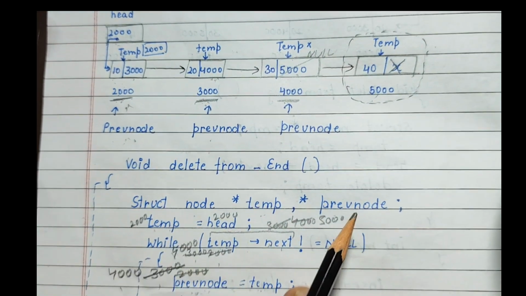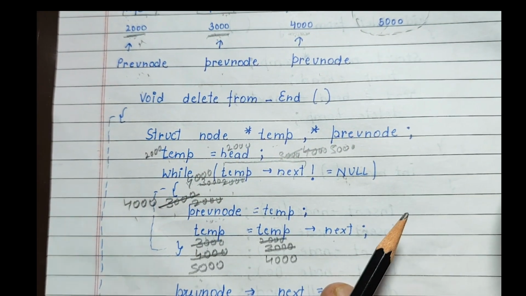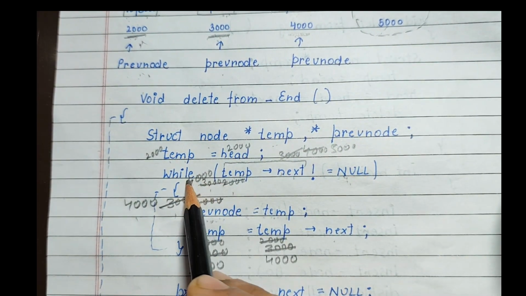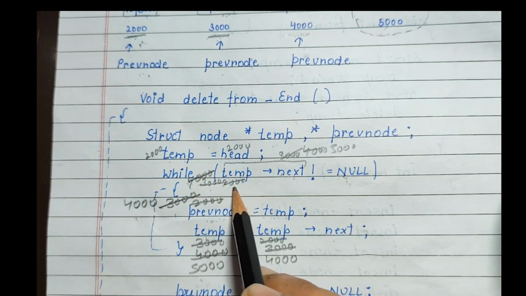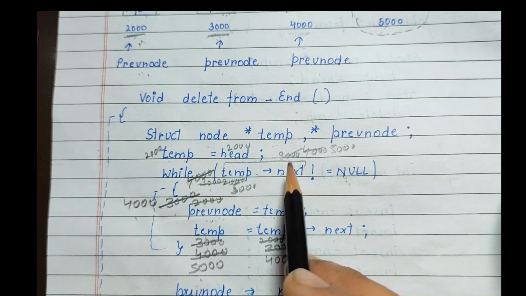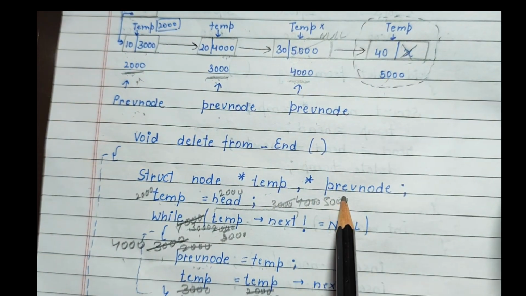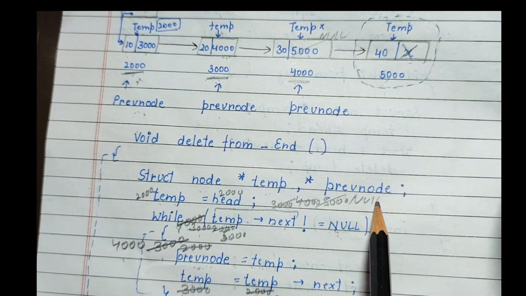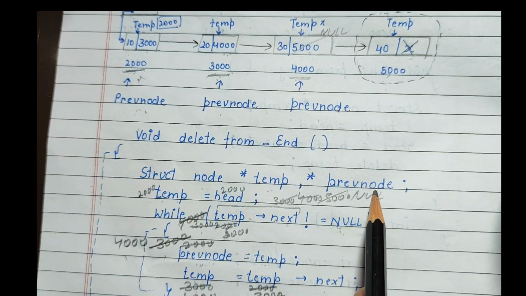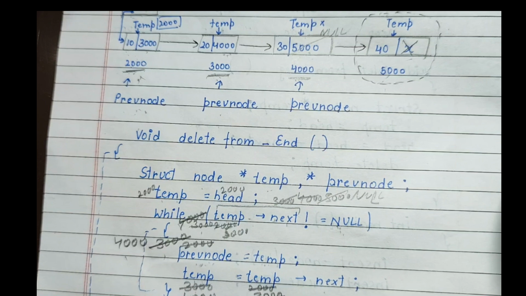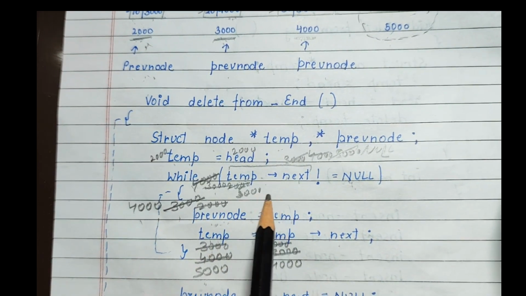Now after this, again we check the condition. Now temp has a value 5000. So 5000 of next, what's the value of 5000 of next? 5000 of next is null. Null is not equal to null, condition false. So control will not enter inside the while loop.